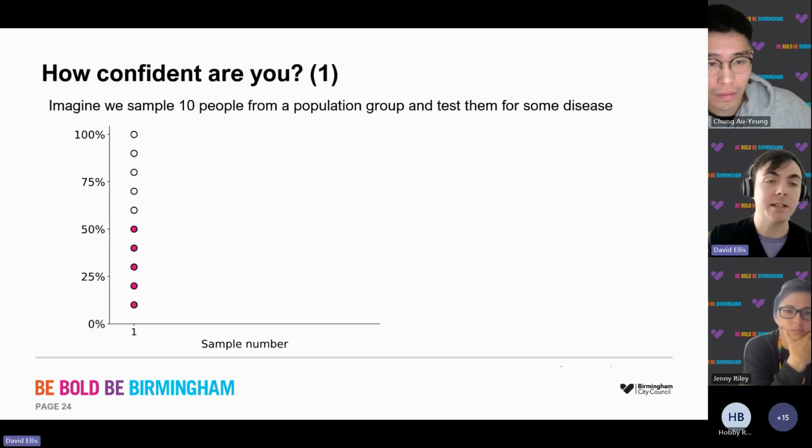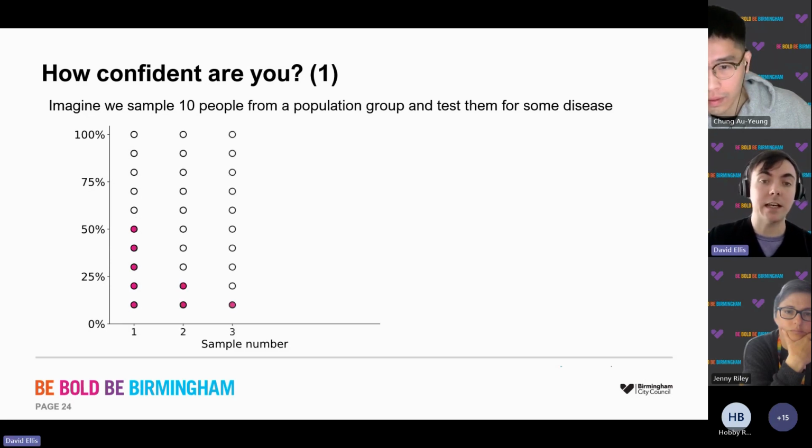And so as an example, let's imagine that we have a sample of 10 people from the population and we test them for some disease. We sample them initially, and we find that 5 out of 10 have the disease. So we'd say 50% of them have the disease. There's a rate of 50%.